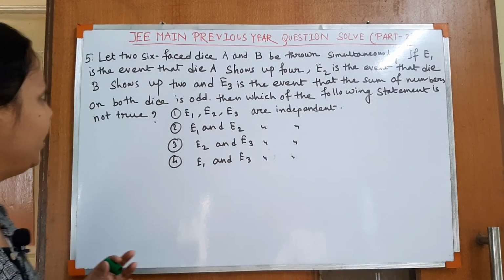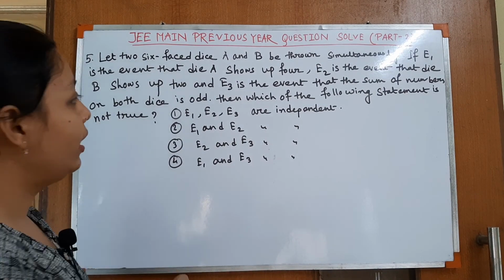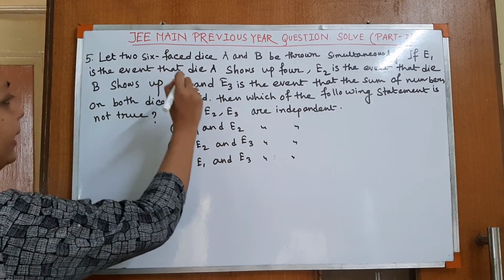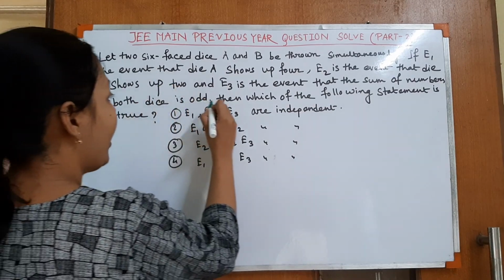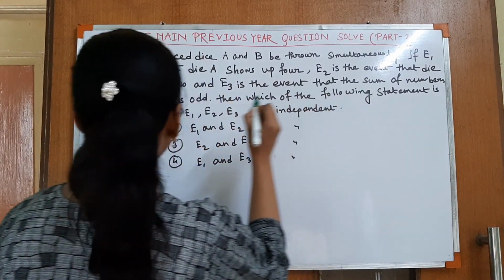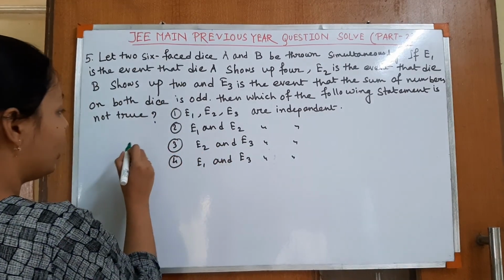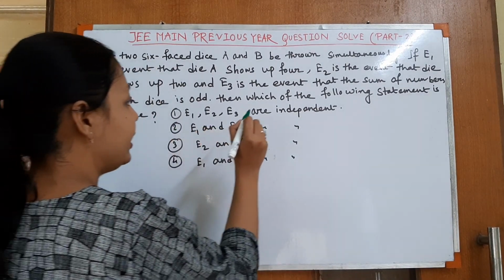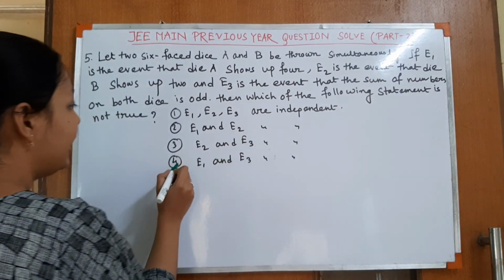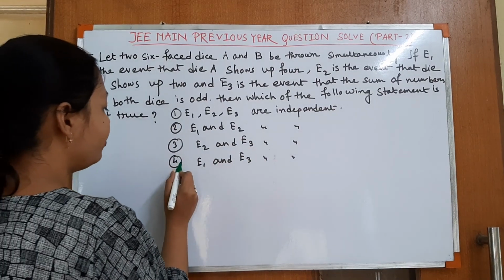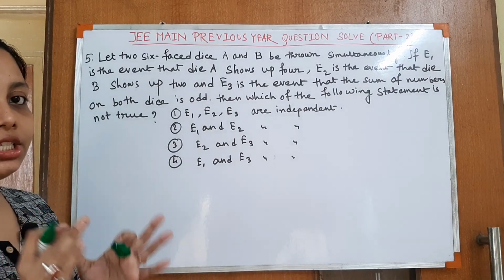Our next problem is, let two 6-face dice A and B be thrown simultaneously. If E1 is the event that die A shows up 4, and E2 is the event that die B shows up 2, and E3 is the event that the sum of numbers on both dice is odd, then which of the following statement is not true? Option number 1, E1, E2, E3 are independent. Option number 2, E1 and E2 are independent. Option number 3, E2 and E3 are independent. And option number 4, E1 and E3 are independent. This is the problem from the probability chapter.